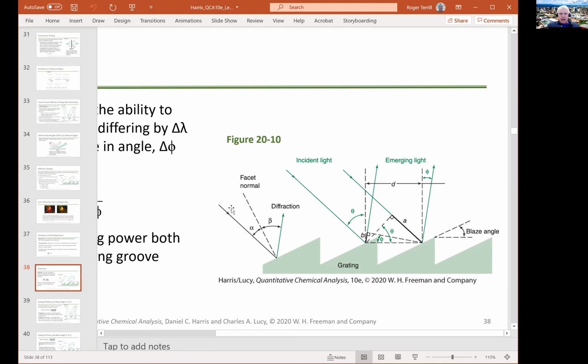In order to calculate the properties, essentially the wavelength of the diffracted light, at that pair of angles, alpha and beta, then you have to use the grating equation.